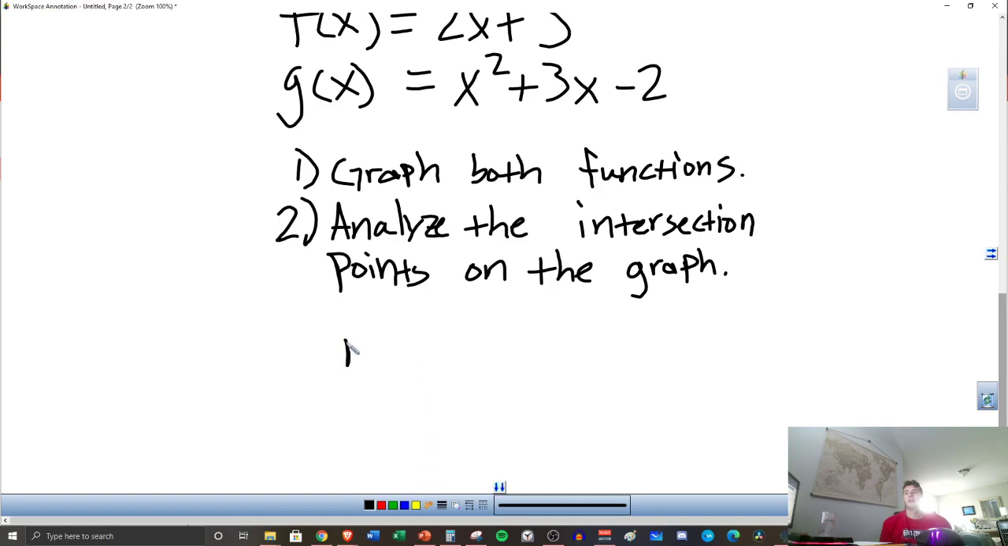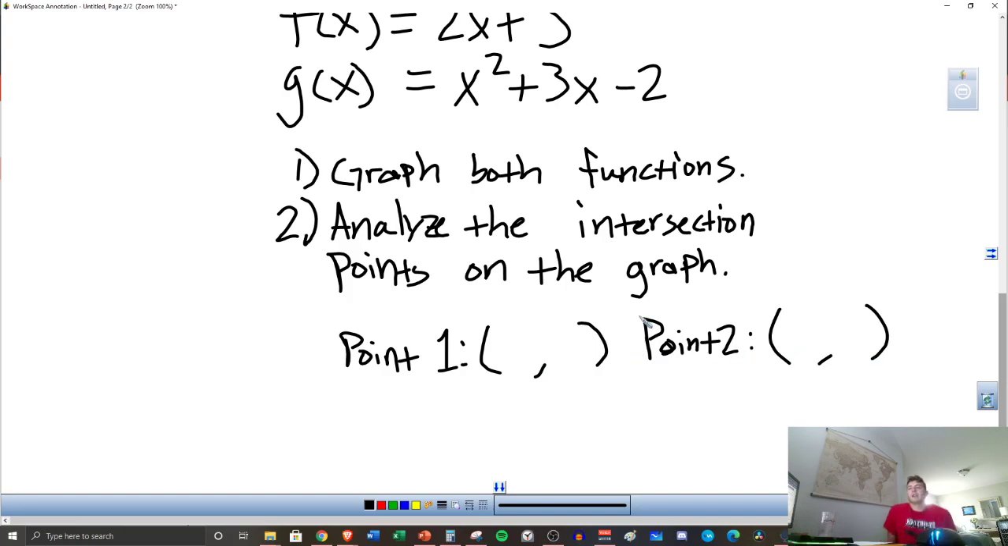So we're going to have point 1 and we have point 2. I know those are going to be ordered pairs, so we'll see what we get. But let me show you how to do this on the TI-80.